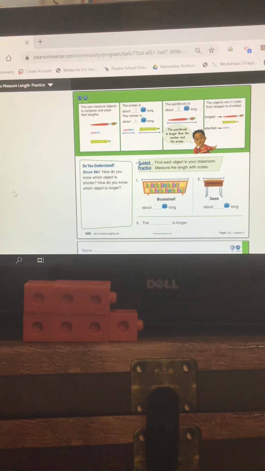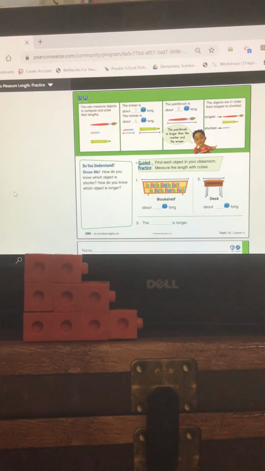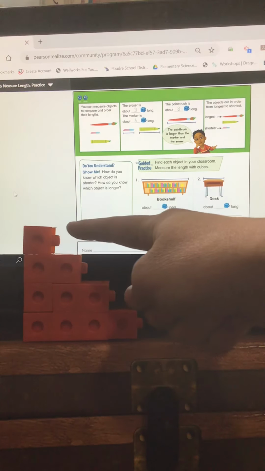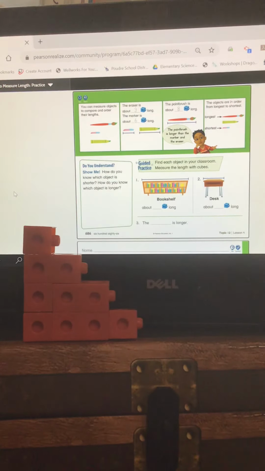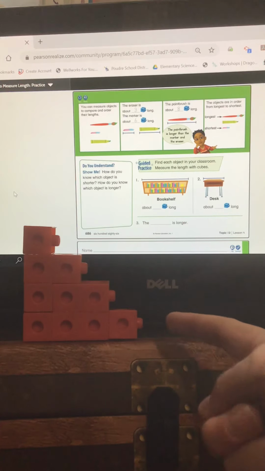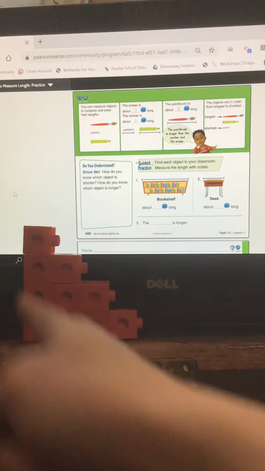And then I'm going to make it 2. Make sure that the sides are lined up. And here is the 1. I made something that looks like stairs. So which one is the shortest? 1 is the shortest. Which one is the longest? The bottom one is the longest. And I know I'm comparing them correctly because the side is all lined up.